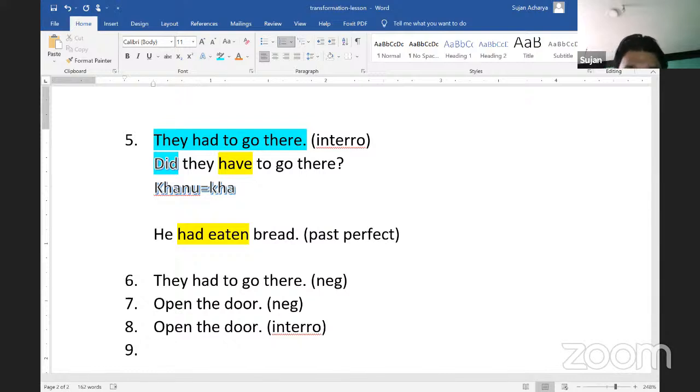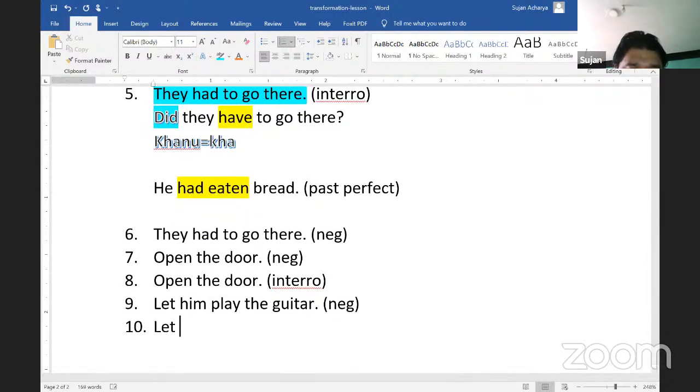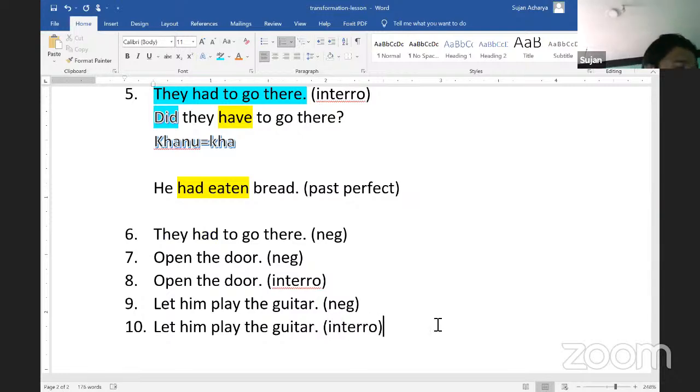Then, let him play the guitar. Change the sentence into negative. Let him play the guitar. Change the sentence into interrogative.